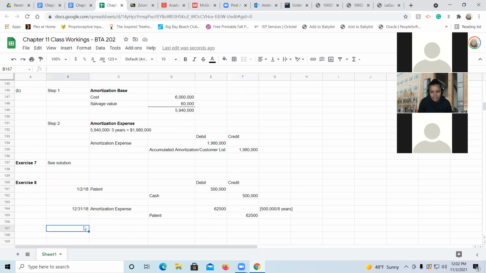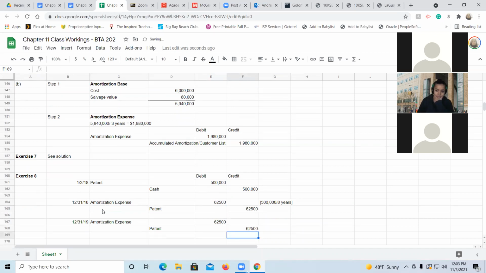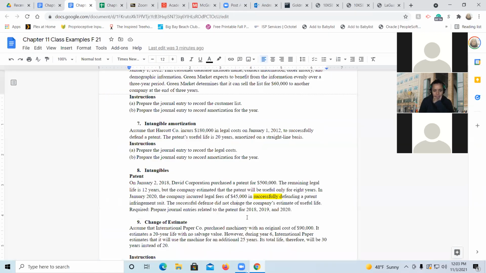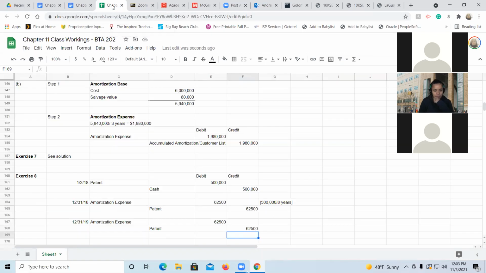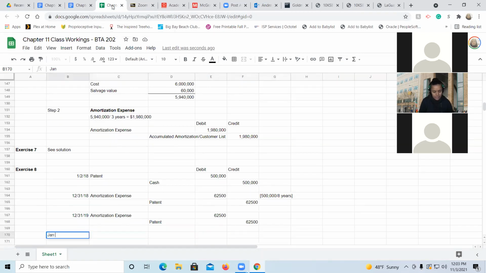That's it for 2018. In 2019, we're just going to go right to the end of the year and literally do the same journal entry, right? Because it's over 8 years, we're recording the same amortization expense. And then the question says that in January, we successfully defended our patent. I'm not sure what date exactly, but we're going to say January 2020.